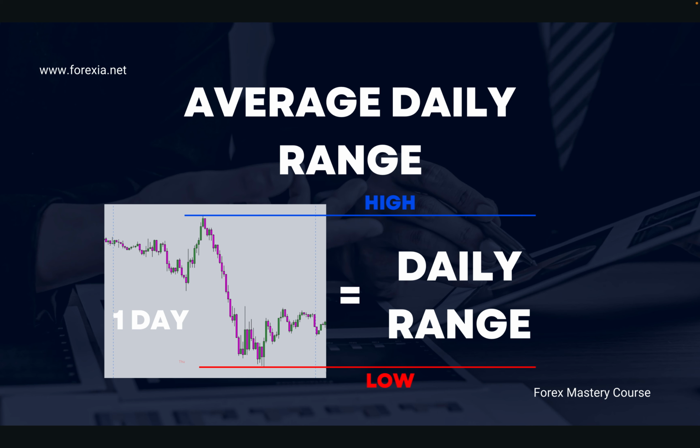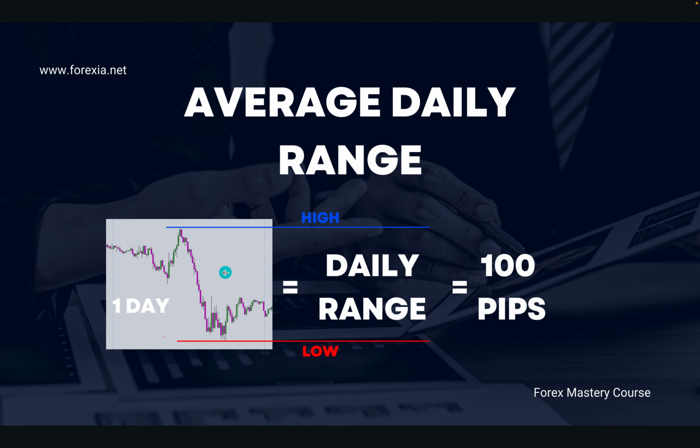All right, so the ADR, or the average daily range, is just the range between the high and the low in any given day. So in this example, we have one day, and we have obviously the high right here, and then we have the low. So this is the daily range of this one day. We have the start of the day right here, this blue dotted line, and then we have another blue dotted line marking the end of the day. So that is a 24-hour period, the highs and the lows.